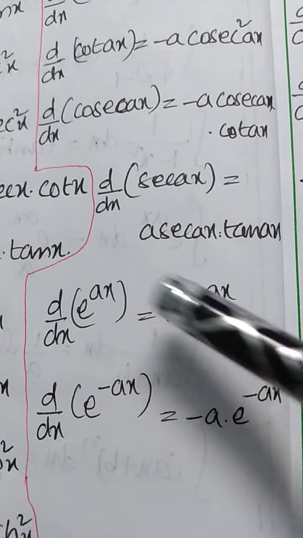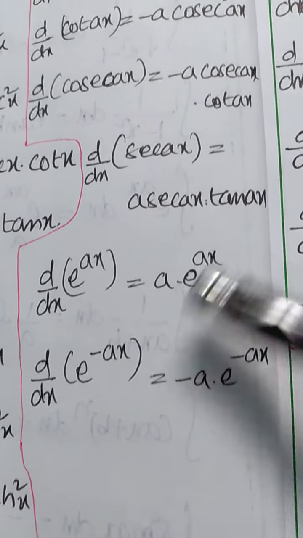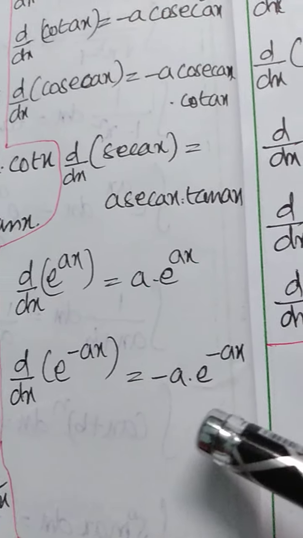Okay, derivative of e to the power of ax is equal to a into e to the power of ax. Derivative of e power minus ax is equal to minus a into e to the power of minus ax.